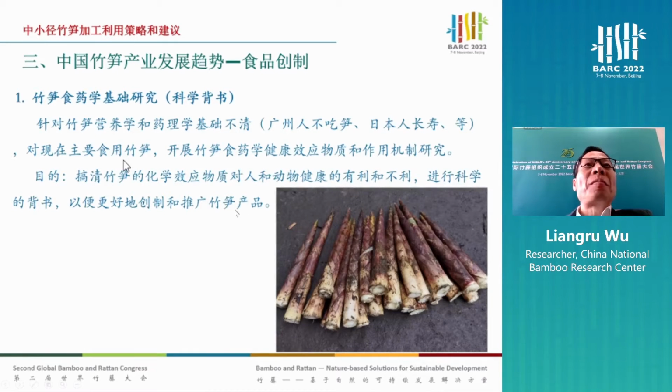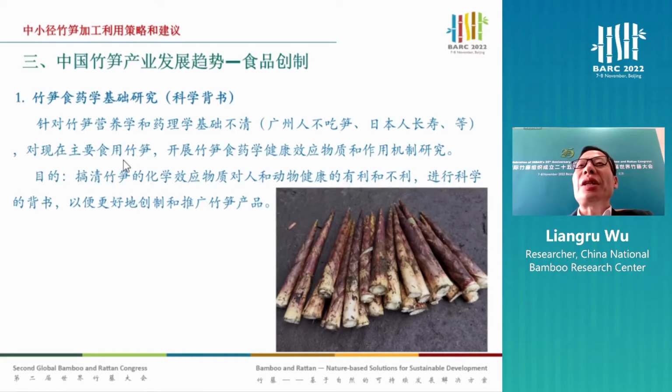Next, I'm going to introduce the development trend of the bamboo shoot industry. There are two major trends, because we need to address the nutrient and pharmacological theory of bamboo shoot. We know that Guangzhou people eat everything, but not bamboo shoot. And the Japanese are famous for their longevity. Of course, the people in the Yangtze River Delta have the longest longevity in China, but they like bamboo shoot, and the Japanese like bamboo shoot as well.